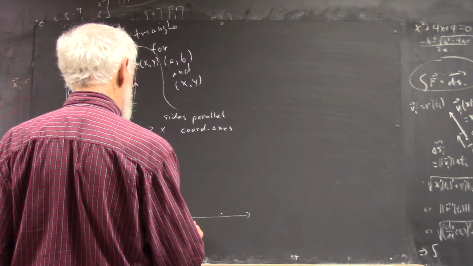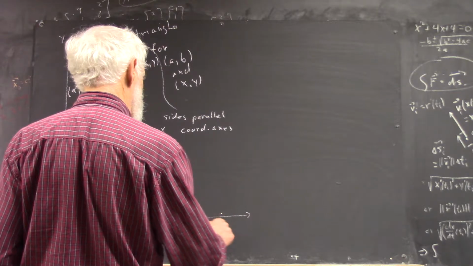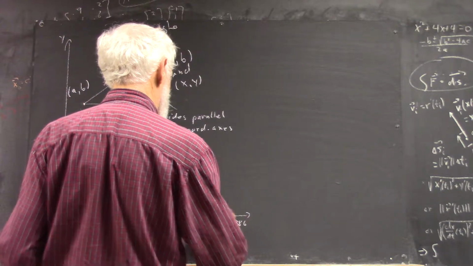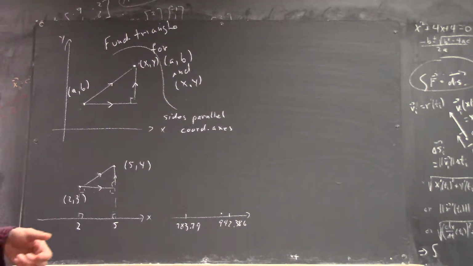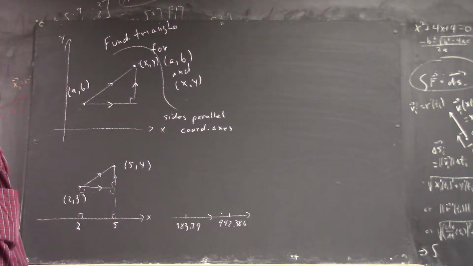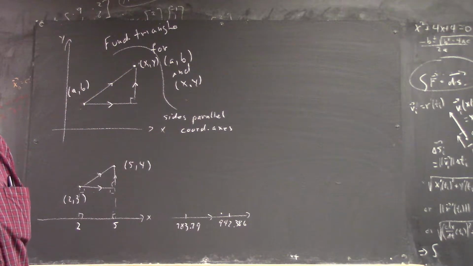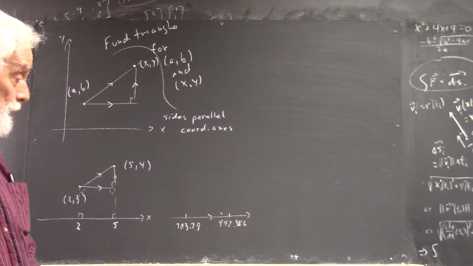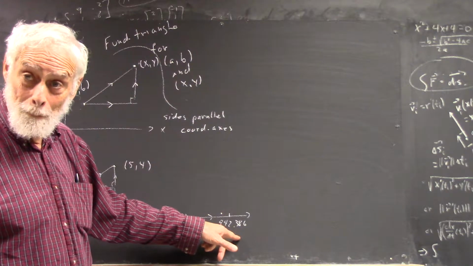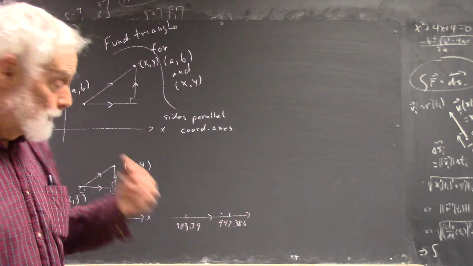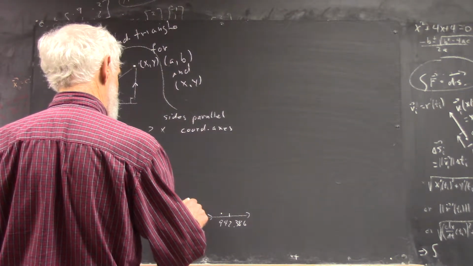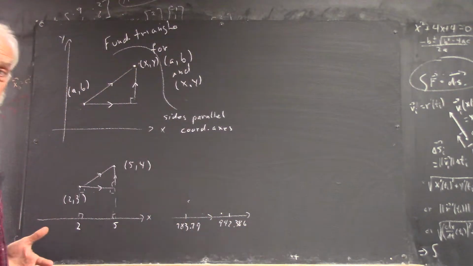Now, if this was 783.79 and this was 942.386, how would you calculate the displacement from here to here? Just subtract. You'd subtract what from what? The first one from the second one. Yeah, you subtract where you start from where you end, right? And we know that. Okay, so this displacement is this minus this. That's what I wanted to illustrate.